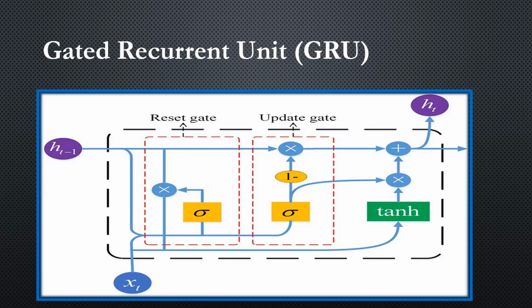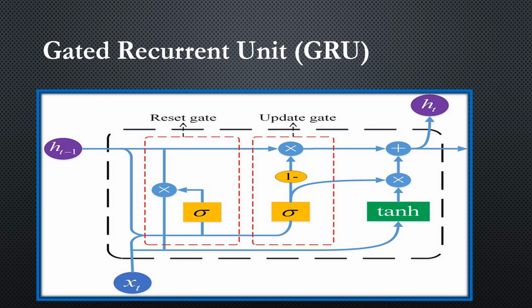Okay. Then comes your gated recurrent unit. Now this gated recurrent unit is a type of recurrent neural network that is similar to LSTM but simpler in structure. It was introduced to address the vanishing gradient problem, which can occur in traditional RNNs, making it difficult to train for tasks with long sequences. And this GRU is designed to effectively process sequential data by selectively updating its internal memory cells.